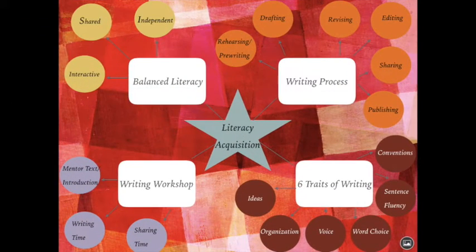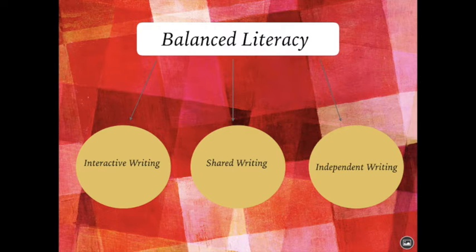Literacy acquisition is comprised of four main components: balanced literacy, writing process, writer's workshop, and the 6 traits of writing. Balanced literacy integrates various modalities of literacy instruction which are aimed at guiding students toward proficient and lifelong reading. The balanced literacy approach is characterized by explicit skill instruction and by the use of authentic text.